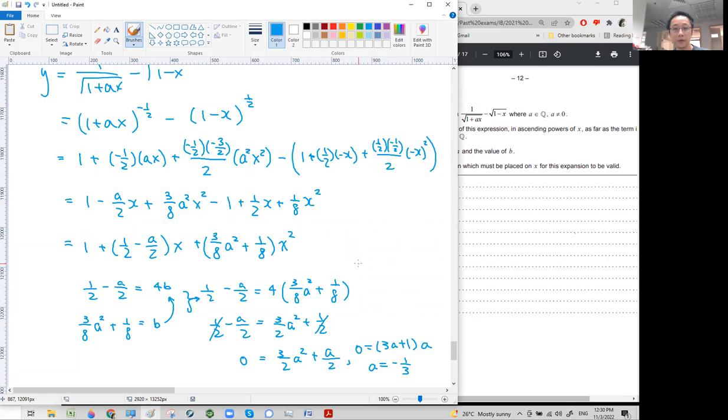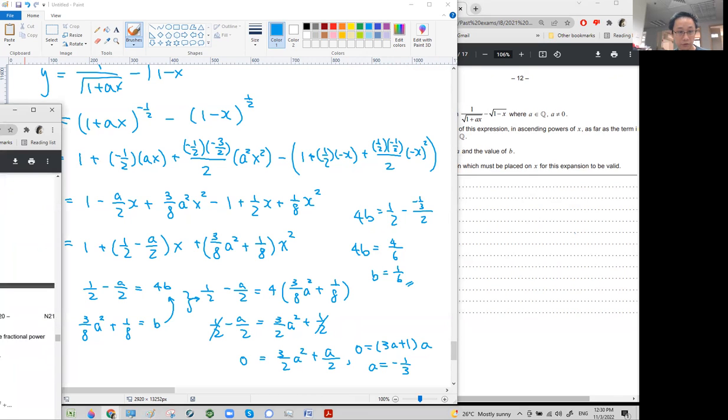And if you put a equals negative 1/3 back into either of the equations, probably this one is easiest. So 4b equals half minus 1/3 over 2. 1/3 divided by 2 is 1/6, but then you have to add that, so that's 4 over 6. So b equals 1 over 6. So that should be part A, and if I remember correctly, I think this is correct. And yes, indeed, this is correct.